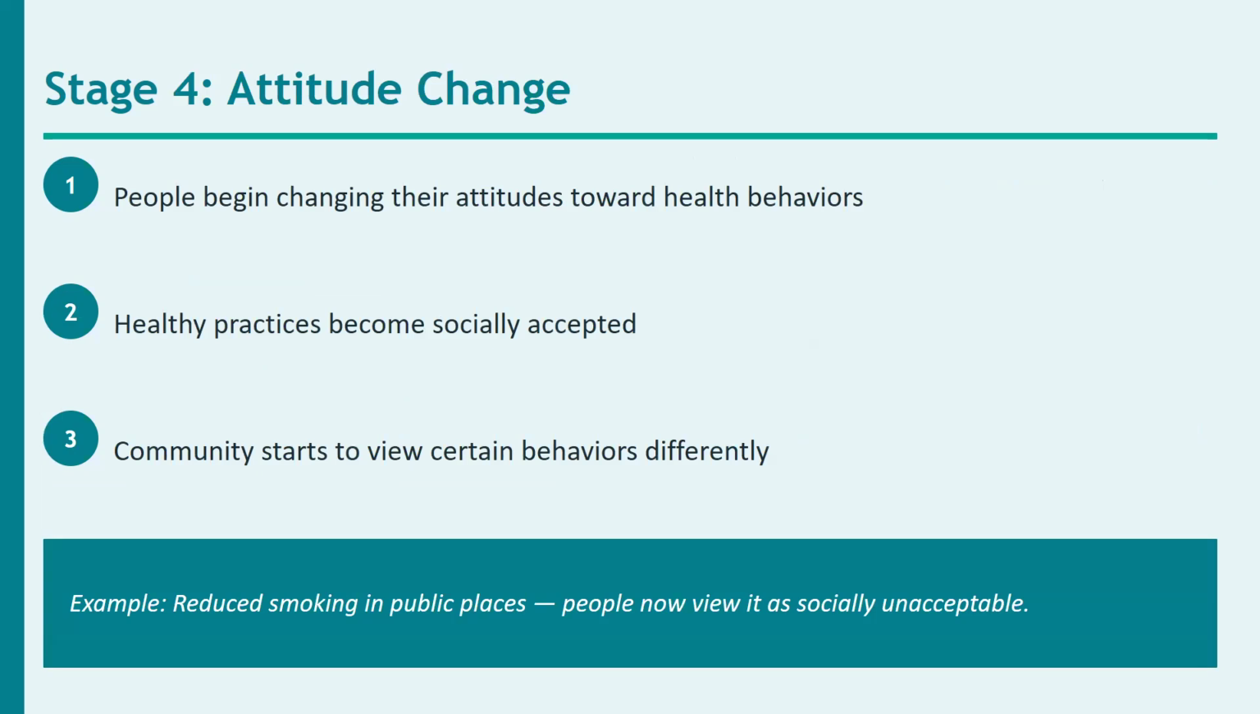Then comes the stage of attitude change, where people begin changing their attitudes toward the healthy behaviors. The healthy practices become socially accepted, and the community starts to view certain behaviors differently. For example, reduced smoking in the public spaces. People now view it as socially unacceptable.